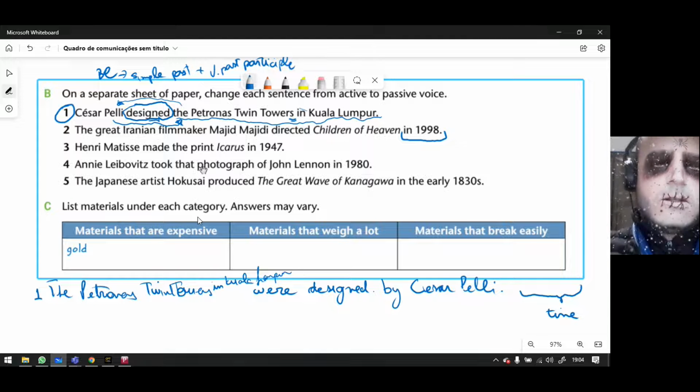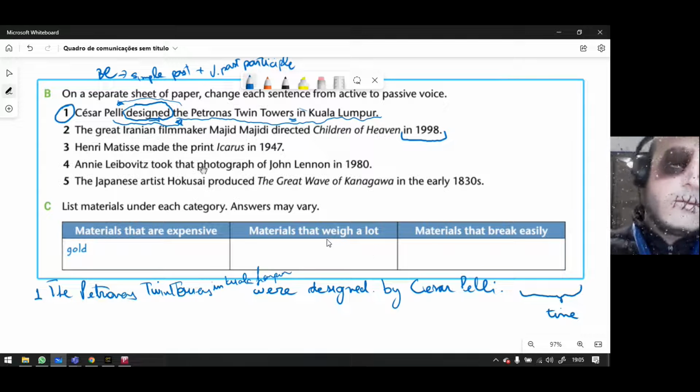List materials under each category. Answers may vary. So, materials that are expensive. One example is gold. Can you name 2 more expensive materials? Materials that weigh a lot, they are very heavy.